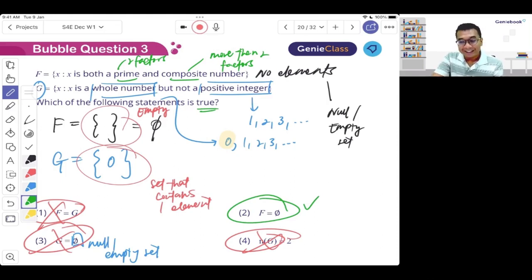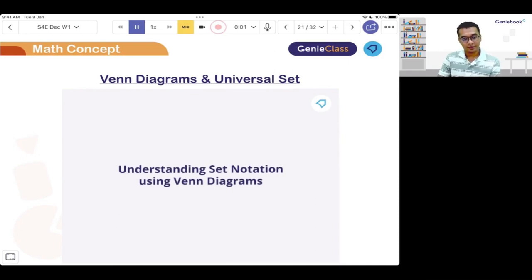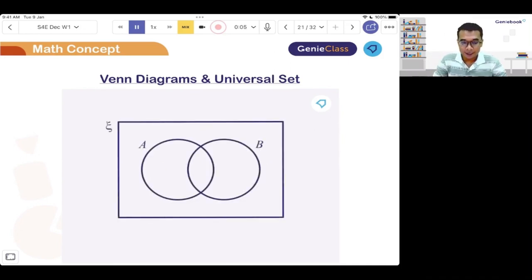Okay, any questions, any confusions before I move on to start on the diagram? No? Are we good to go? Okay, let's move on. I'm going to show you an animation, and let's take some time to learn this new concept of Venn diagram. So we want to understand set notation using Venn diagram.